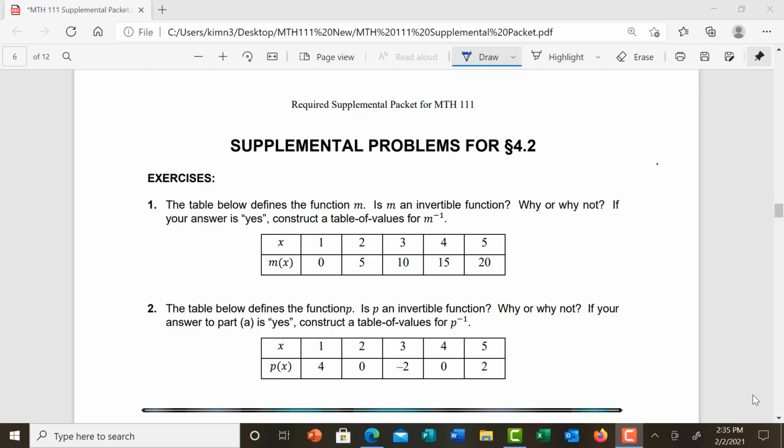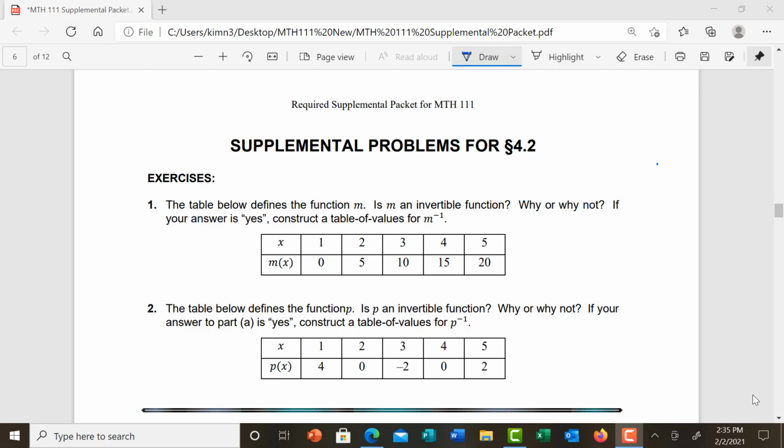In your supplement for 4.2, we're applying what we know about inverses to tables. And if you remember, we know something is invertible if every x has one y value and every y has one x value. So it needs to be 1 to 1, which means that none of your x's can show up more than once and none of your y's can show up more than once.